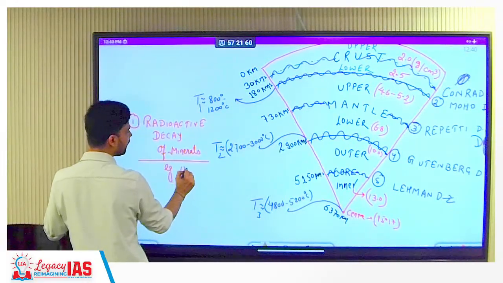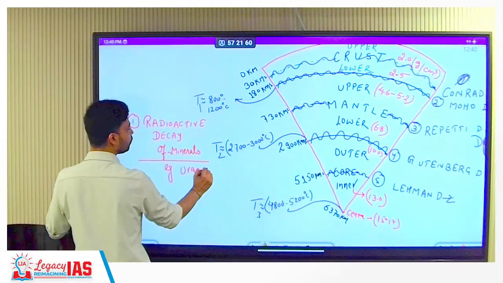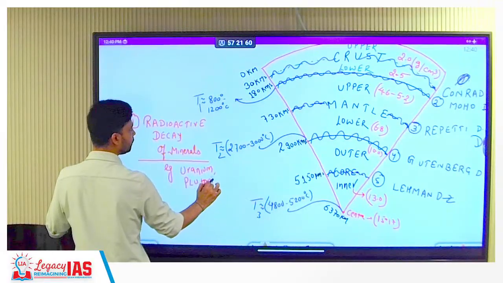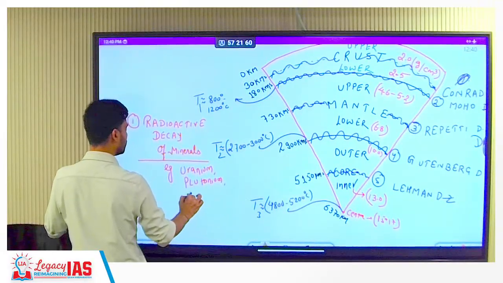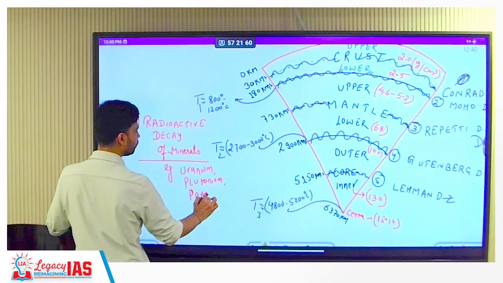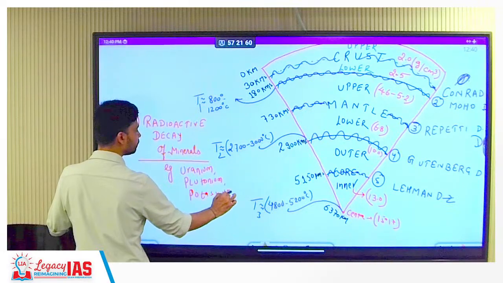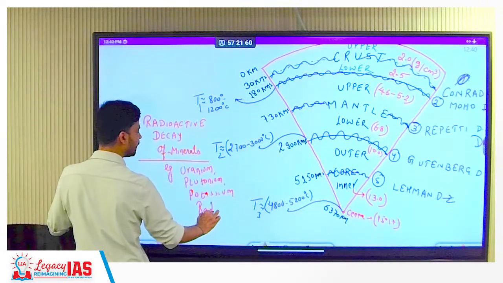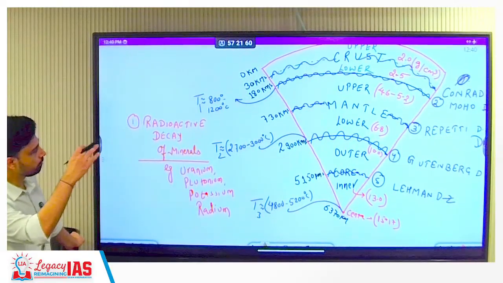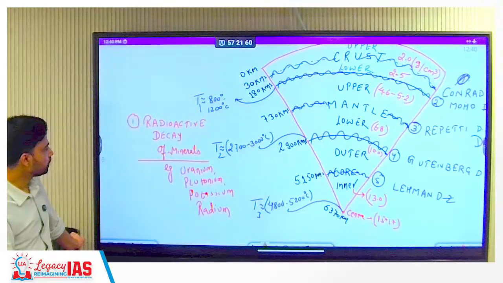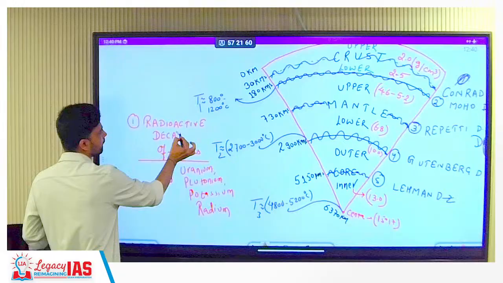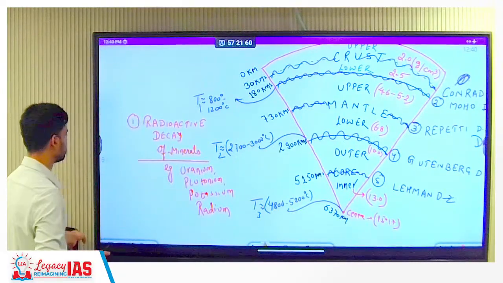Example, which minerals are radioactive? So uranium, then what else? Plutonium. Then what else? You have potassium. Potassium also is radioactive. Potassium converts into argon. So uranium, plutonium, potassium, radium. Okay, so large amount of such minerals are found in the mantle region further down. So they undergo radioactive decay and heat the Earth's interior.